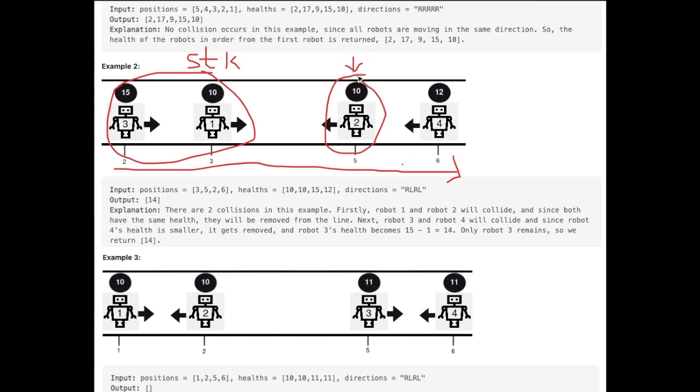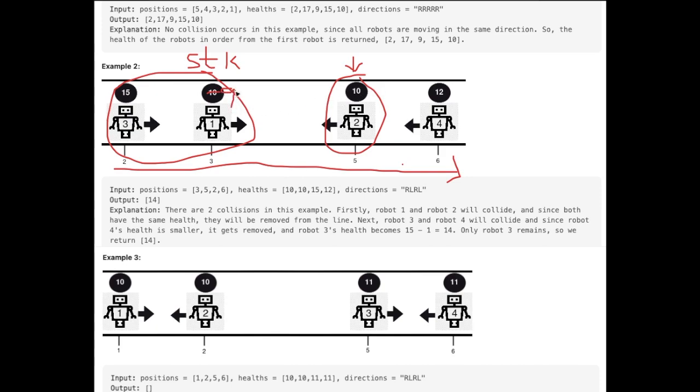So let's go back to this example. When you go to this particular robot and it is going left, it means that we have to check the stack. First we're going to check the top of the stack, which means the rightmost one that's going to collide first. It also means that this is the first robot that we're going to collide. So you're going to check the health. If in this case they have the same health, then I'm going to delete both. So let's assume it does not have the same health. So this one, let's say it's 9.